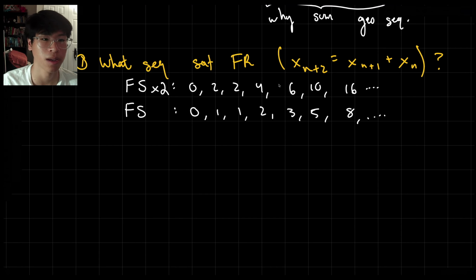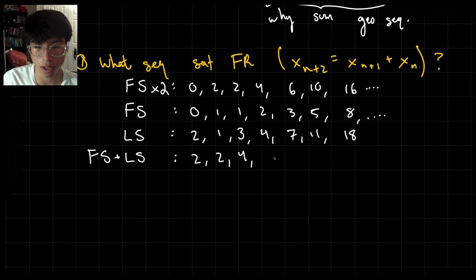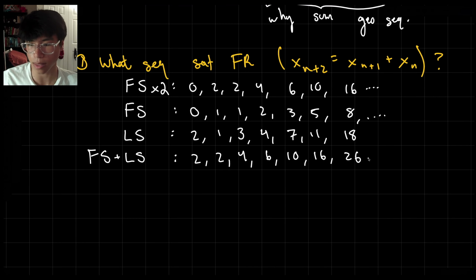I'll use a famous sequence called the Lucas numbers. The Lucas numbers start with 2 and 1 and follow the Fibonacci recurrence. So it would follow by 3, 4, 7, 11, and 18. But we can also do one more thing. Let's add the Fibonacci sequence and the Lucas numbers together. Doing this value-wise, we get a sequence of 0 plus 2, 1 plus 1, 1 plus 3, 2 plus 4, 3 plus 7, 5 plus 11, and 8 plus 18. Notice that this new sequence, 2, 2, 4, 6, 10, and so on, is actually satisfying the Fibonacci recurrence.